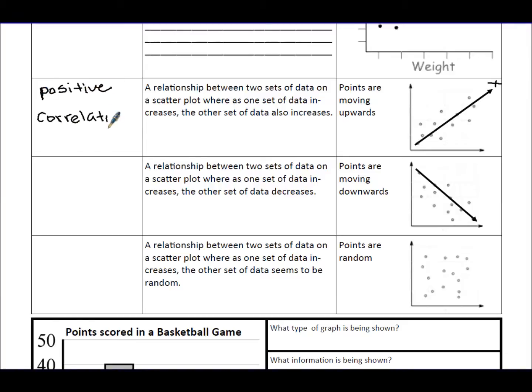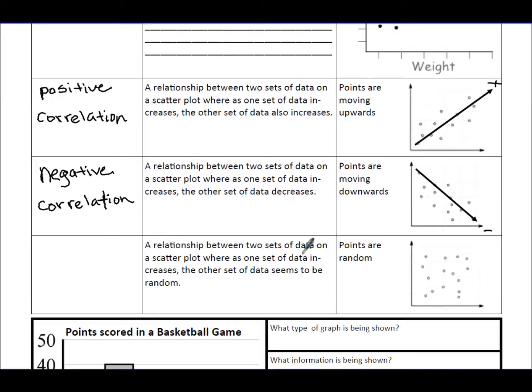Now for the next one, a relationship between two sets of data on a scatter plot where one set of data increases and the other set of data decreases, we see that the points are moving downwards, and we draw a line there. It looks like it has a negative slope. So this situation on the scatter plot has a negative correlation.